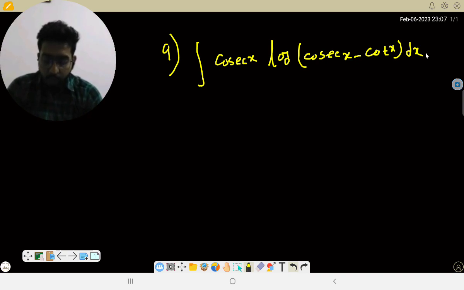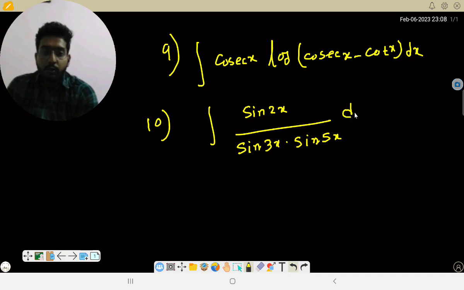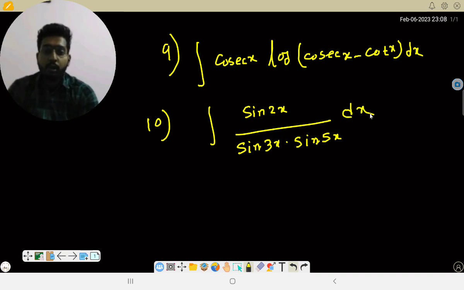So there are two questions. That was question number 9, and question number 10 was integration of sine 2x by sine 3x into sine 5x dx. These two problems we were unable to solve due to some technical issues. Now here we will solve them.